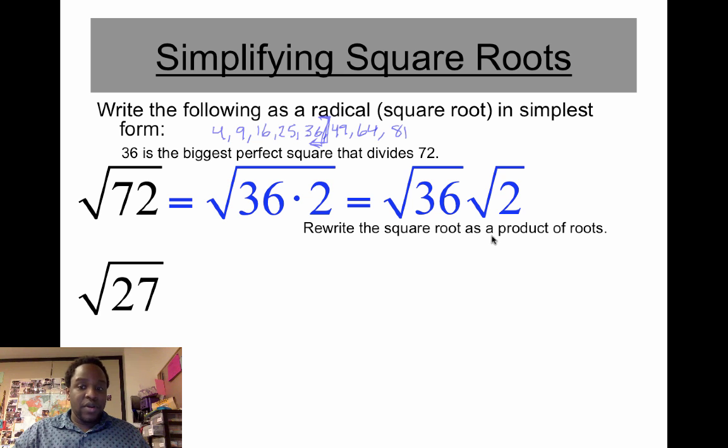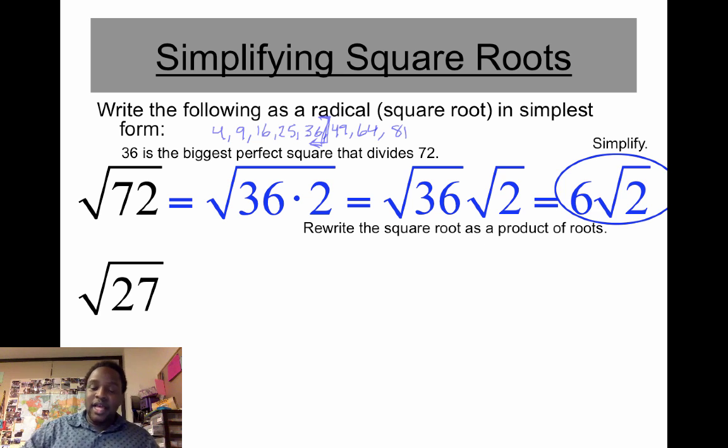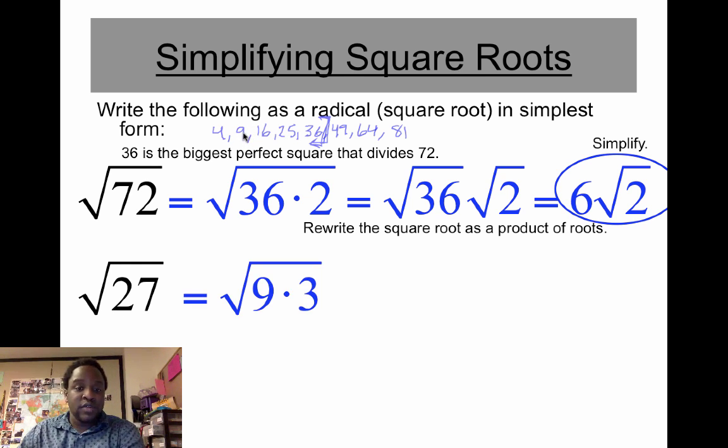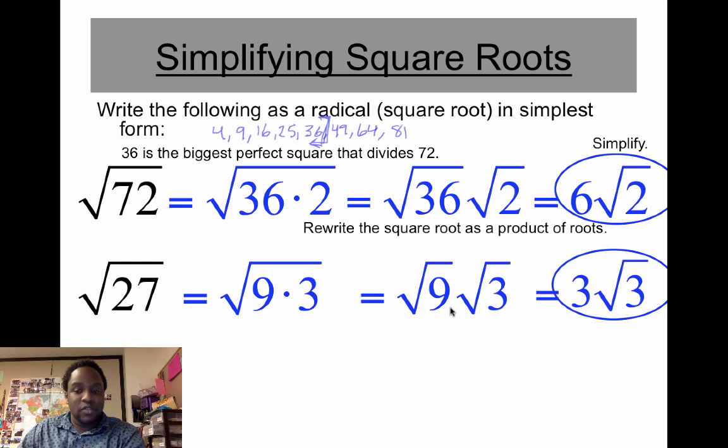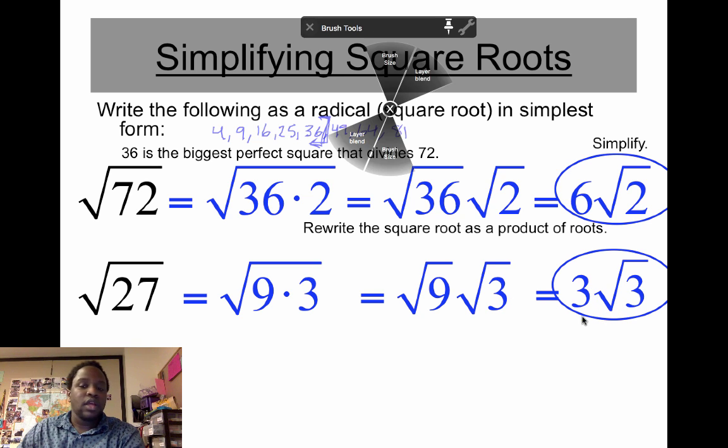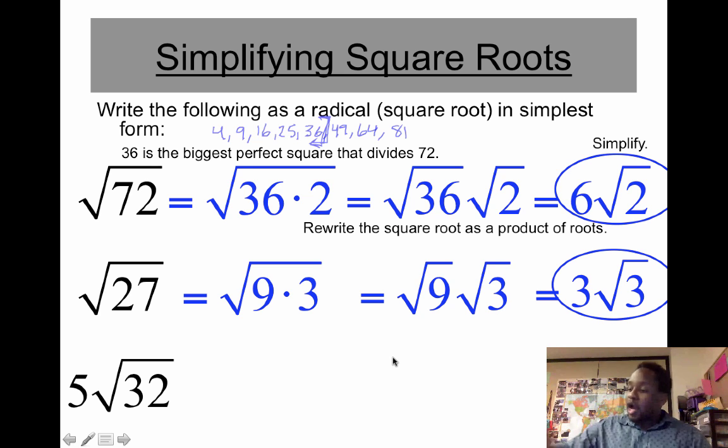I'm rewriting the square root as a product of roots. So therefore, I get that it's equal to 6 radical 2. So I found the perfect square is 36, and I made it 6 radical 2. So for the square root of 27, 9 is the biggest perfect square that goes into it. So it's radical 9 times 3, or the square root of 9 times the square root of 3, which equals 3 radical 3.